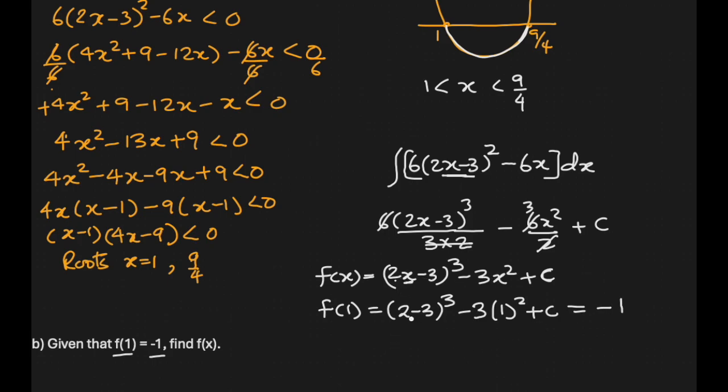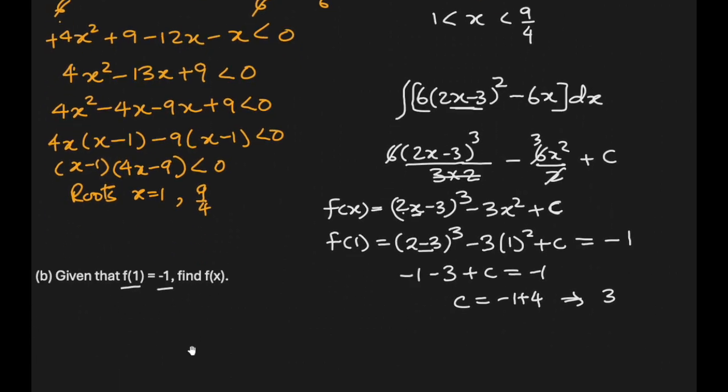So minus 1 cubed is minus 1, 3 times 1 will be 3, so minus 4 plus c equal to minus 1. Minus 4 becomes plus 4 on the other side, so c is equal to 3. So our final f(x) will be this one, (2x minus 3) cubed minus 3x squared plus 3. That's the function.